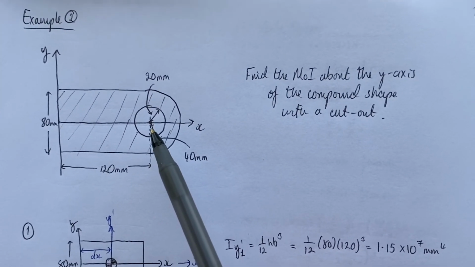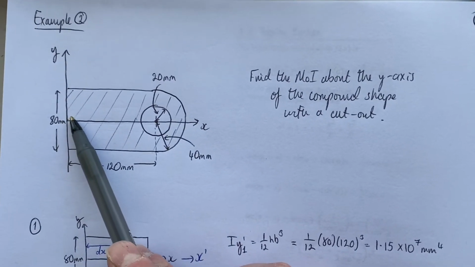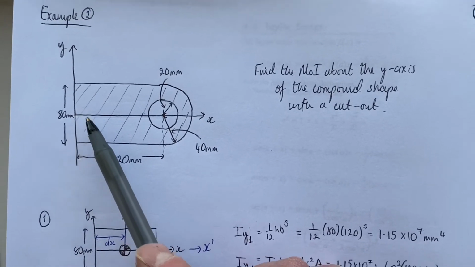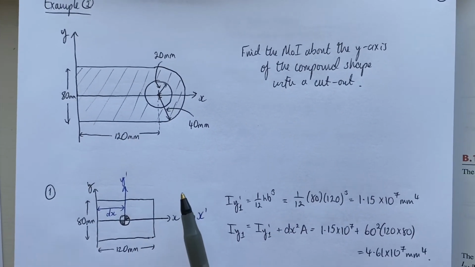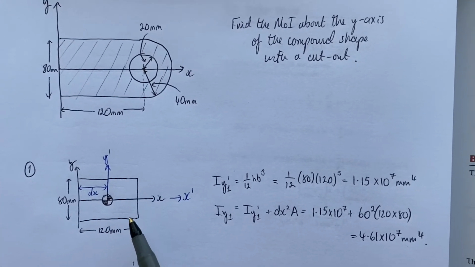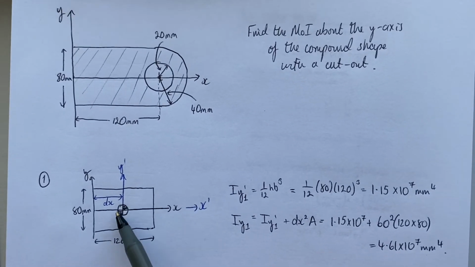And the question is to find the moment of inertia about the y-axis this time, right? Just to give it a bit of variation. So again, we follow the same steps. We'll deal with the rectangle piece first because we just saw an example of that. So it's centered along the x-axis.